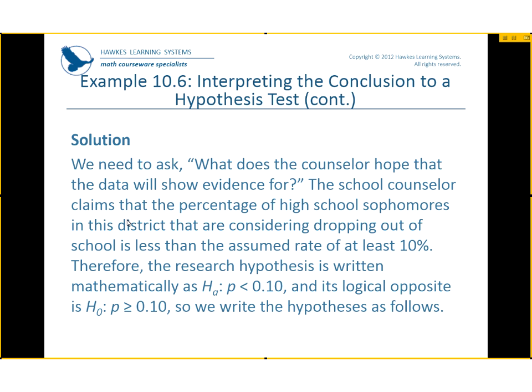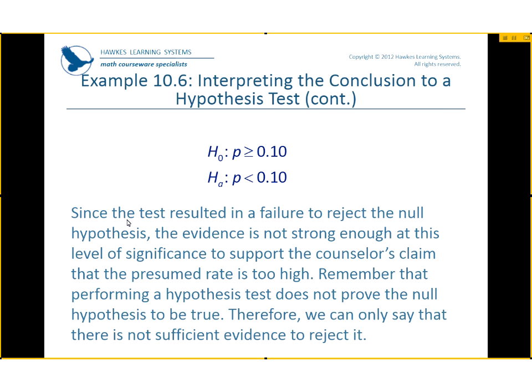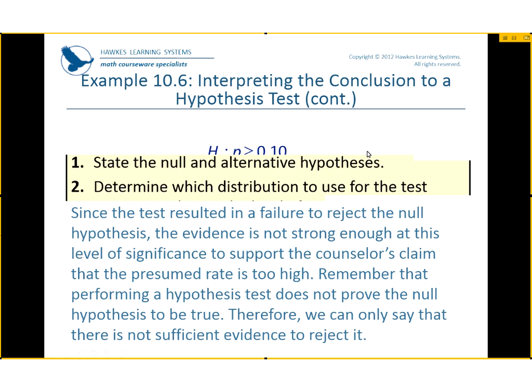Because the research hypothesis, or the alternative, is written that P is less than 0.1, then the opposite of that is the null, which is P is greater than or equal to 0.1. So we state our hypothesis. If we fail to reject our null, that means that we're keeping that null. So it says evidence is not strong enough at this level of significance to support the high school counselor's claim. So if you fail to reject your null, you mean you're keeping your null. And it means that our research hypothesis wasn't true. So all you say is there isn't significant evidence to reject the null.